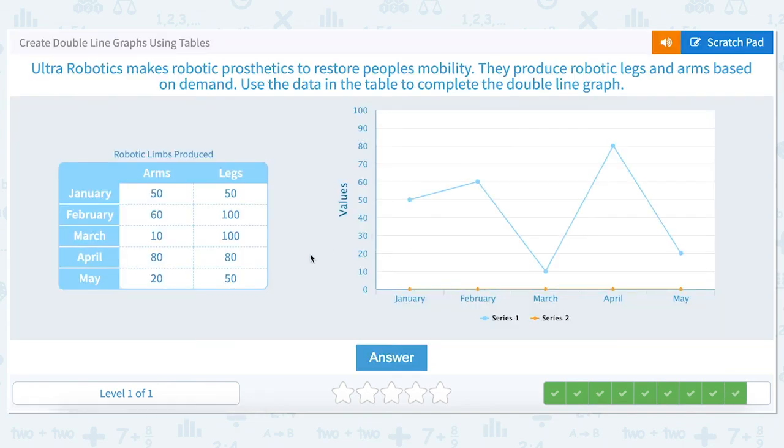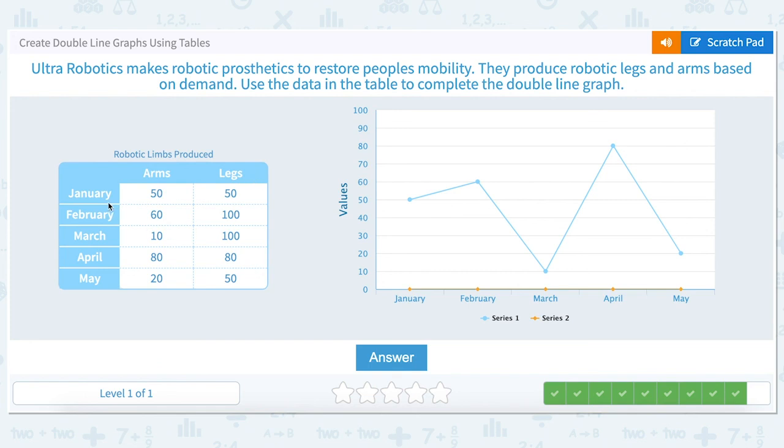This is our last question on this topic. Ultra Robotics makes robotic prosthetics to restore people's mobility. They produce robotic legs and arms based on demand. Use the data in the table to complete the double line graph. In the chart, we have the number of arms produced and the number of legs produced. The arm data has already been plotted on the graph for us. We're going to focus on the second set of data, the legs.